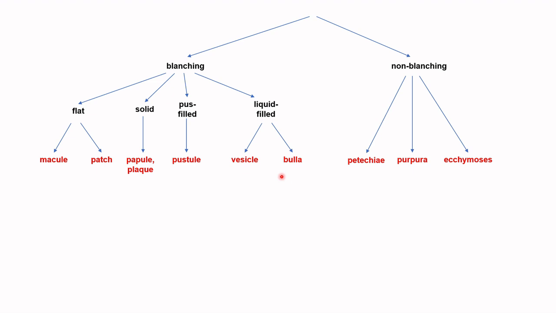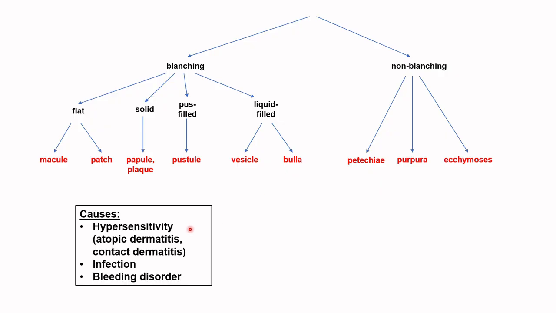This list is still not exhaustive, so there are still other terms that if you really go into this topic, you might want to know as well. Another way of classifying rashes could be simply by etiology or by causes, and there are three main ones. One is general hypersensitivity reactions. The important ones here are atopic dermatitis or contact dermatitis.